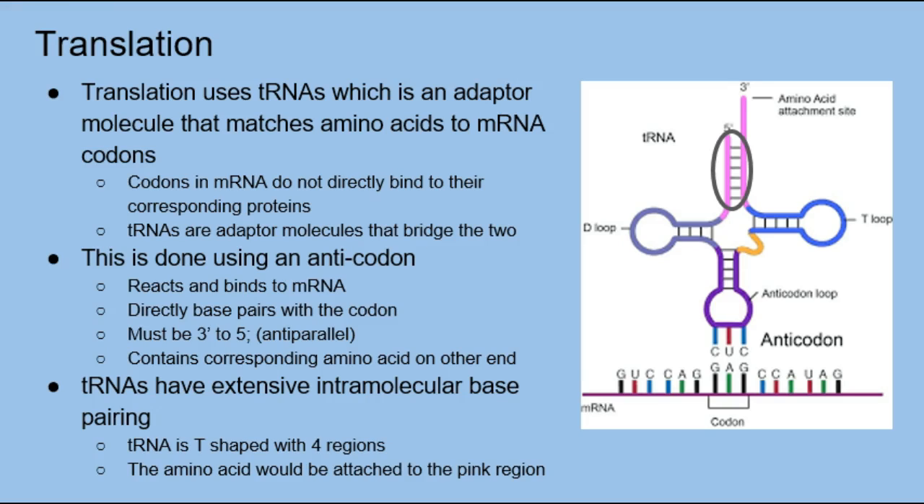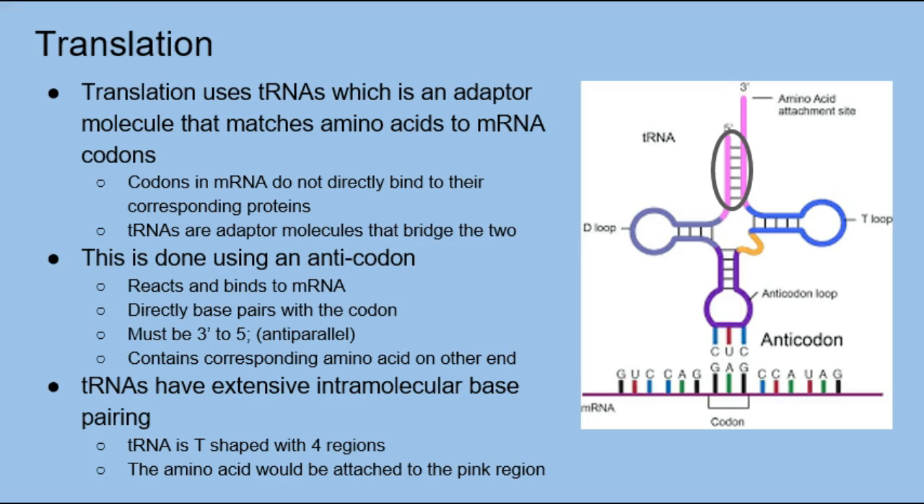Translation uses tRNAs, which are adapter molecules that match amino acids to mRNA codons. Codons in mRNA do not directly bind to their corresponding amino acids. tRNAs are adapter molecules that bridge the two. This is done using an anticodon, which reacts and binds to mRNA. This directly base pairs with the codon, and it must be 3' to 5' because it has to be antiparallel to the mRNA. The tRNA carries the corresponding amino acid on the other end.